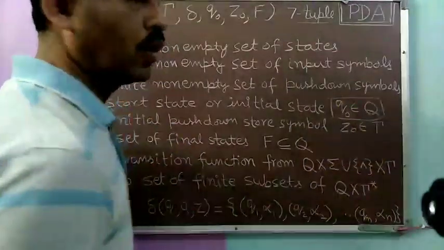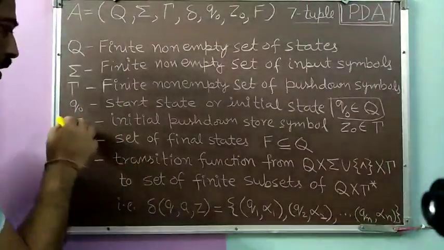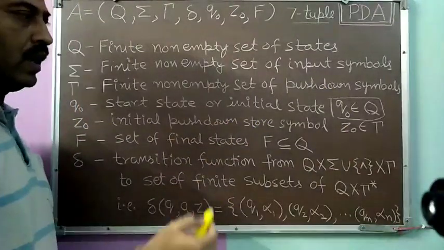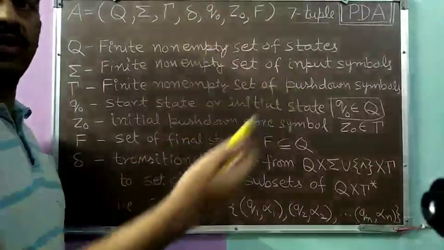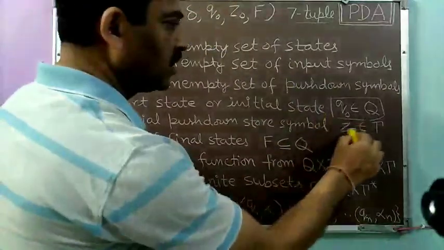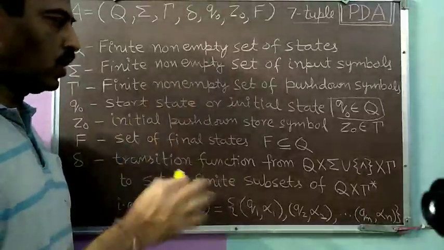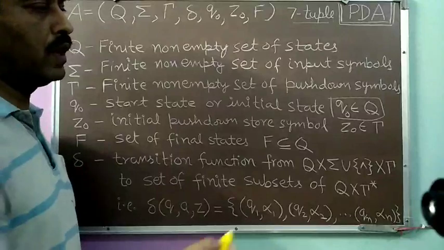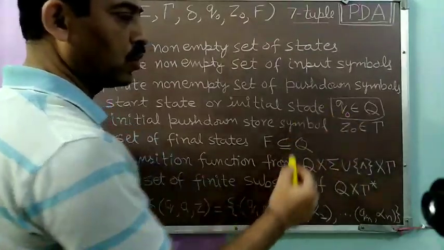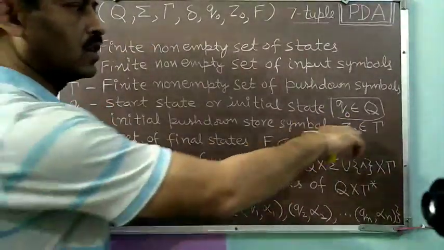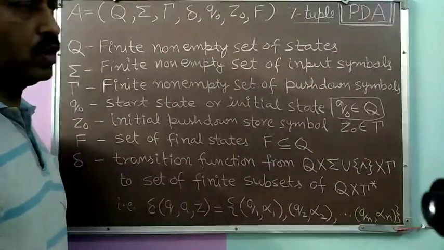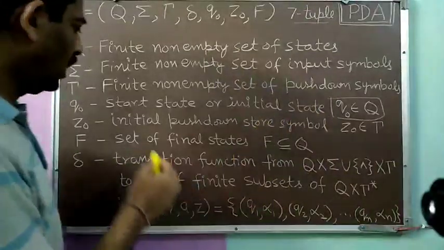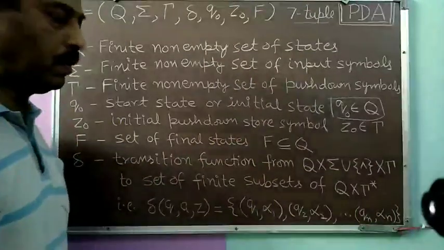So Q0 will belong to capital Q. Now Z0 is the initial push down store symbol. Among the various symbols which can be stored over the push down store, this Z0 is a special symbol which is called the initial push down store symbol. Whenever we start the functioning of a PDA, this initial push down store symbol will always be stored on the push down store. So this will be initially present on the push down store. That's why it is called the initial push down store symbol.